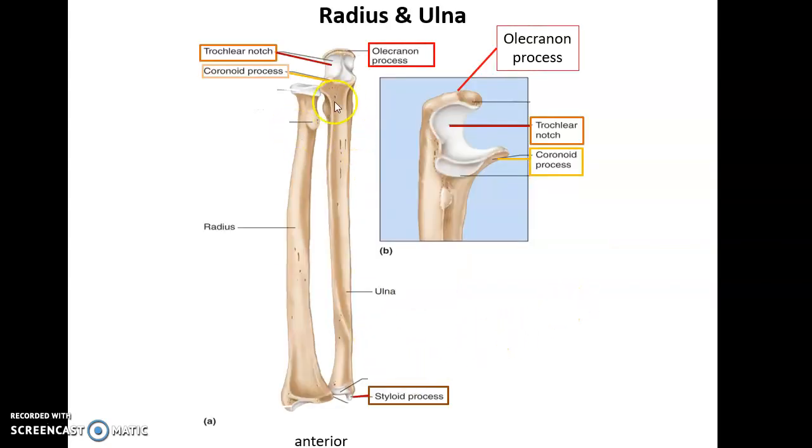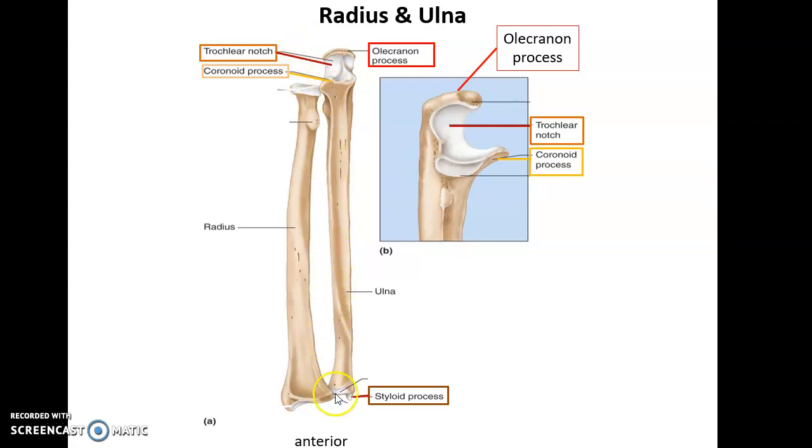All right, here's the radius and the ulna. The ulna, as you can see, has this sort of C-shaped proximal structure, nice and smooth on the inside, called the trochlear notch. The trochlear notch fits around the trochlea of the humerus. Then sticking out anteriorly, this bit of bone is called the coronoid process. And then on the posterior side is the olecranon process. So coronoid process, trochlear notch, olecranon process.